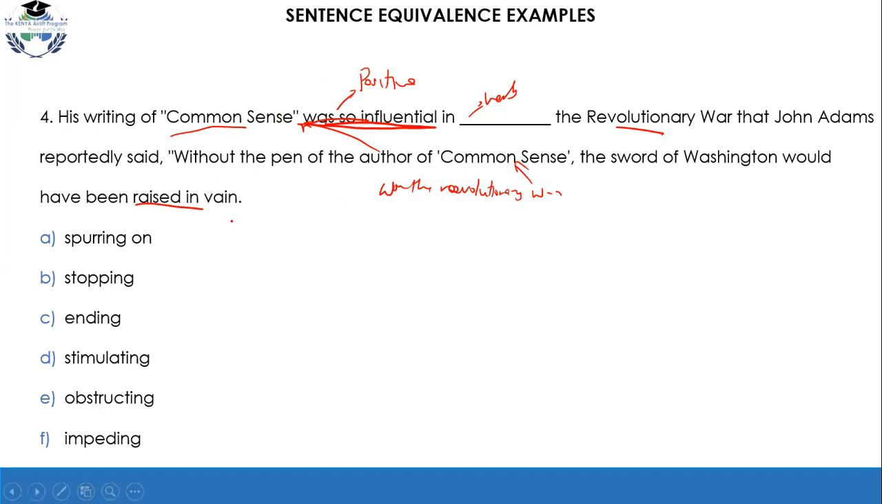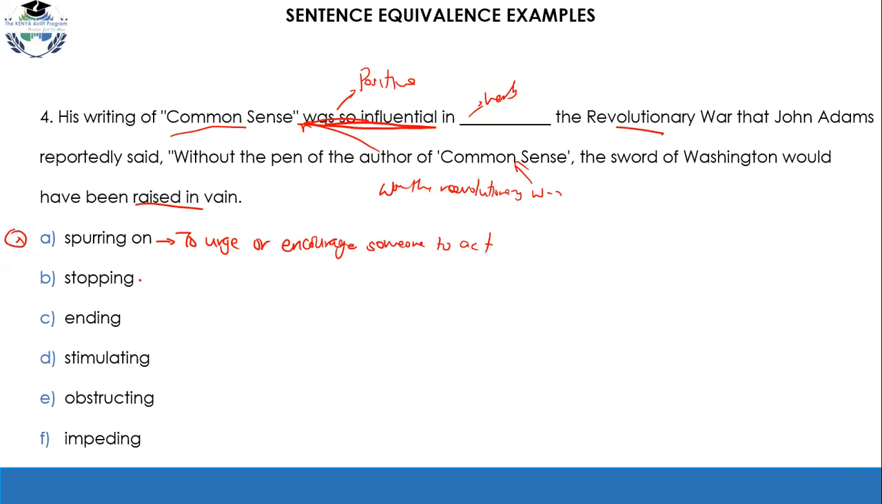So let's look at some of these sentences. We have spurring on as A, stopping B, C ending, stimulating, obstructing, and then impeding. Let's look at A, spurring on. Spurring on means to urge or encourage someone to act. So this is positive. Again, it could be an answer.